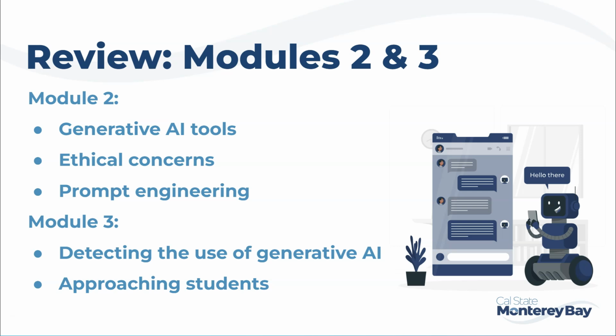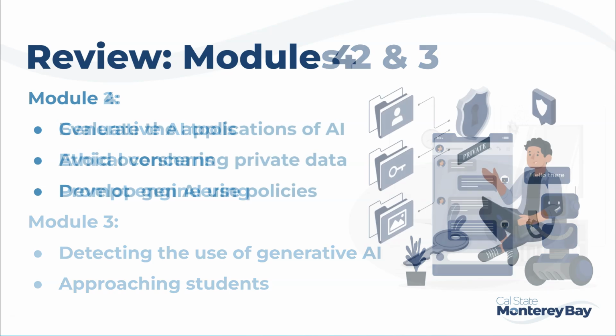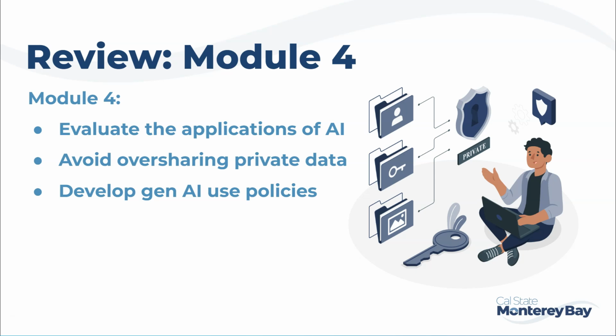Then we discussed strategies for approaching students to talk about their use or misuse of generative AI in their assessment submissions. In Module 4, we tied all of these topics together and evaluated the potential applications of generative AI in various teaching and learning contexts, from the facilitation of research to communication refinement and other ethical uses such as brainstorming, outlining, and more. We also talked about the importance of keeping private data out of generative AI databases to avoid oversharing trade secrets or violating student privacy laws.